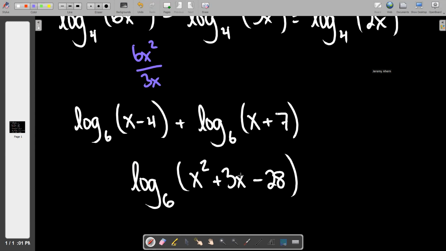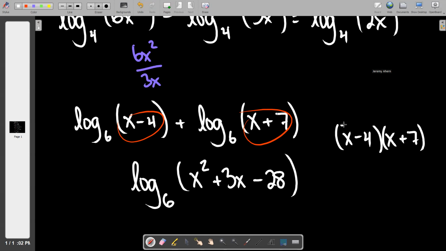Lest we forget that when you multiply these two red things together, it is not as easy as just multiplying the x's and the numbers. Remember, it's a full 4-step process. x minus 4 times x plus 7. You got the x squared. You got the minus 28. But don't forget that there's a minus 4x and a plus 7x that we have to consider as well.